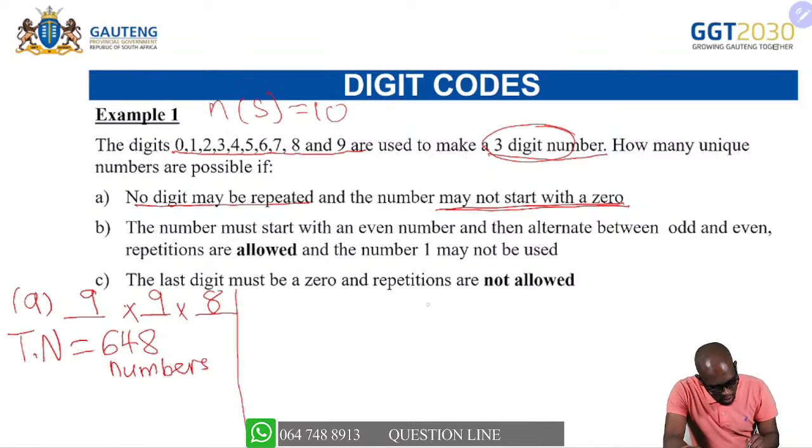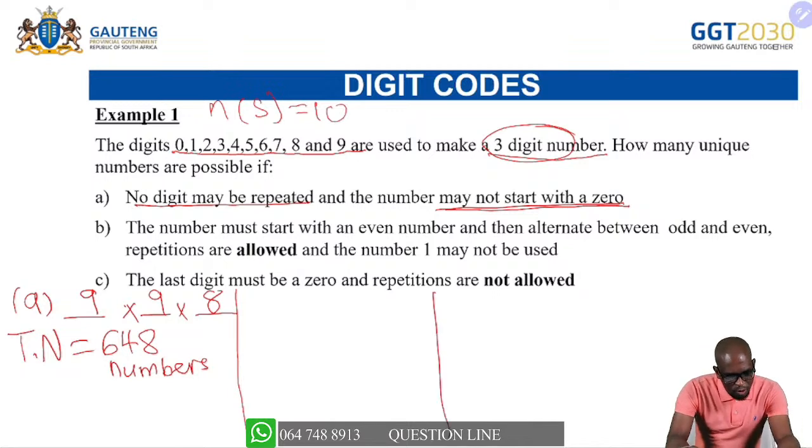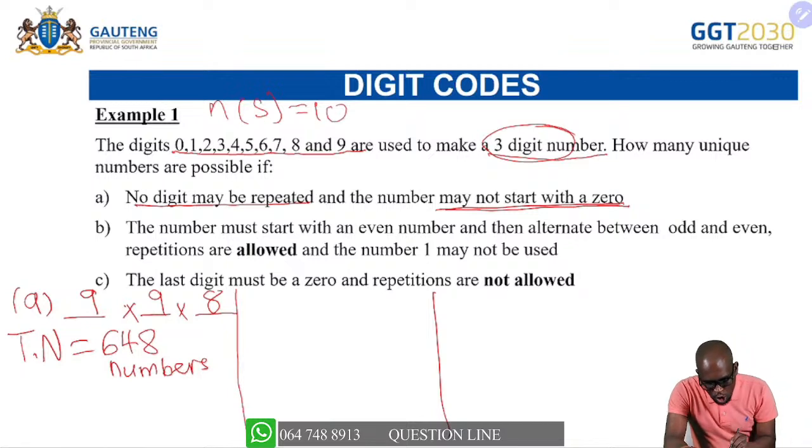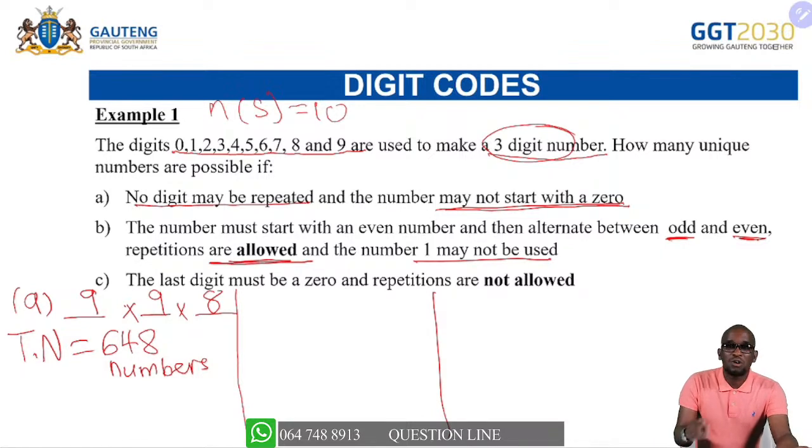Right, moving right along. The second one, they say the number must start with an even number and then alternate between odd and even numbers. Repetitions are allowed and the number 1 may not be used. You see, you have some conditions here. The condition is that you should have these numbers alternating between even and odd. That is the first condition. Another one is that you are allowed to repeat a number that you've used before. That is the second condition.